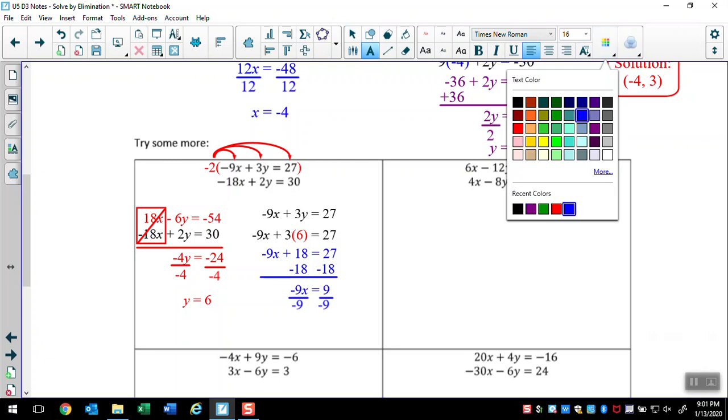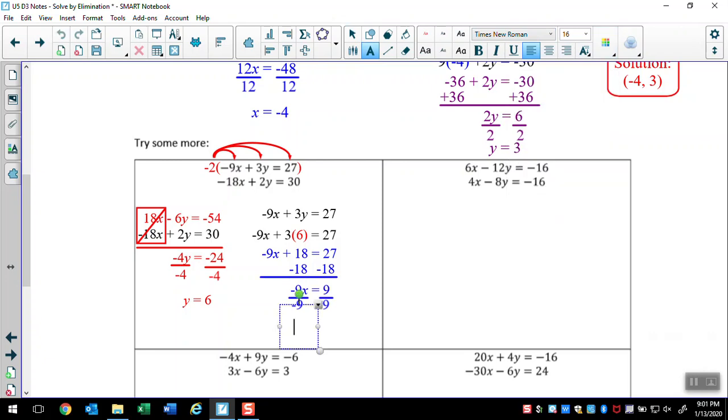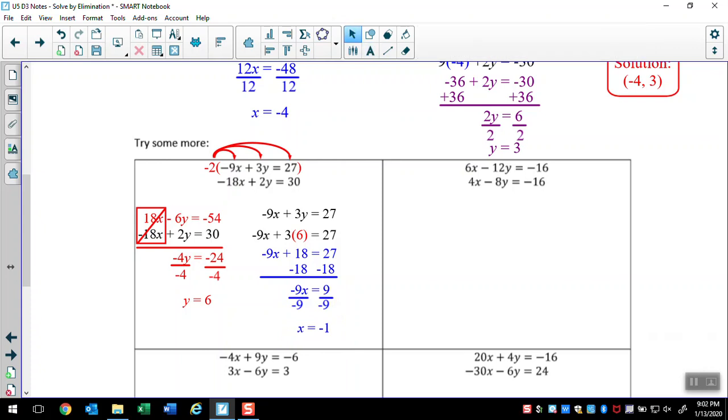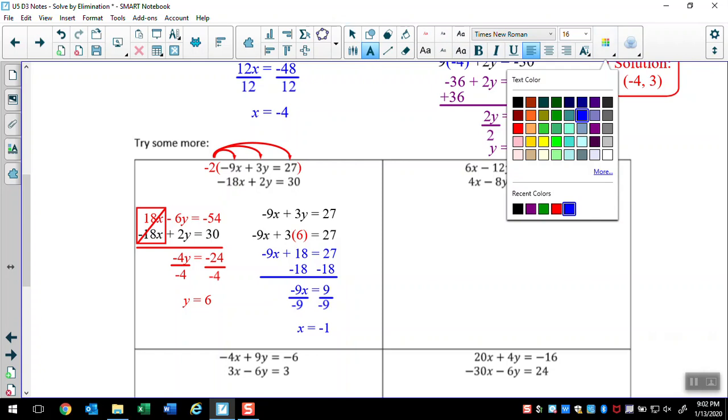We'll type that in now. X will equal negative 1. Now, when we go to write our final solution for this, we have to pay attention to the order. My x was negative 1, my y was 6. So when we go to write our final solution, we have to make sure we put the x value first.